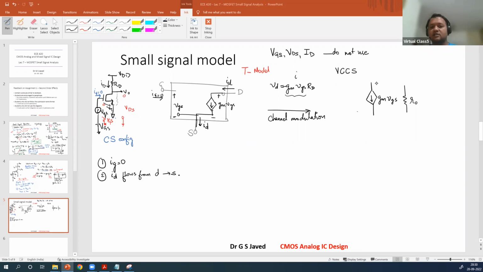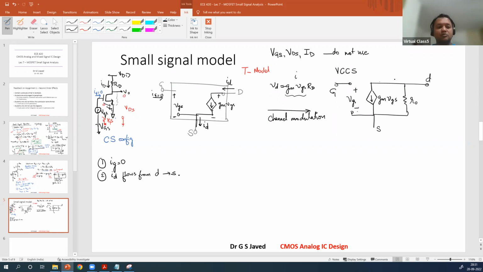R0 resistance will be defined as, so this will be your total output here. This is your source terminal, and here you will have the VGS, the gate. So this is the effective resistance that you see, which is due to the channel modulation. So what is the total ID that you will get here? So there is a drain current coming from here, right?